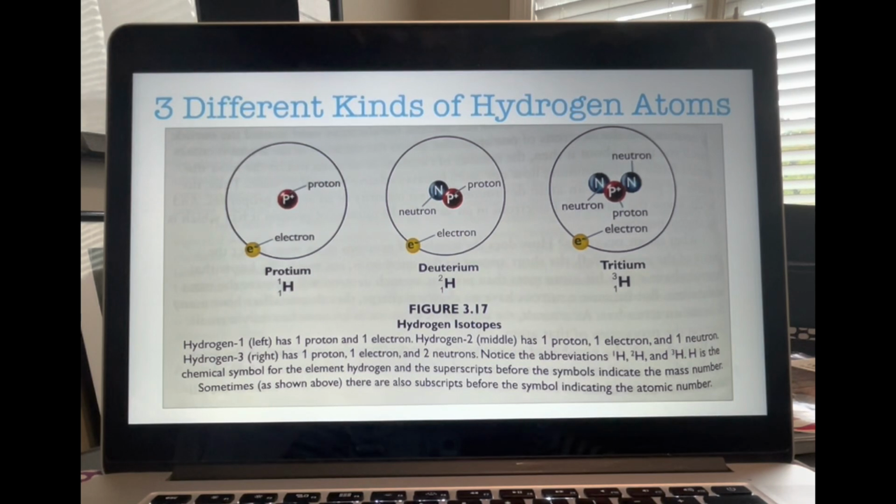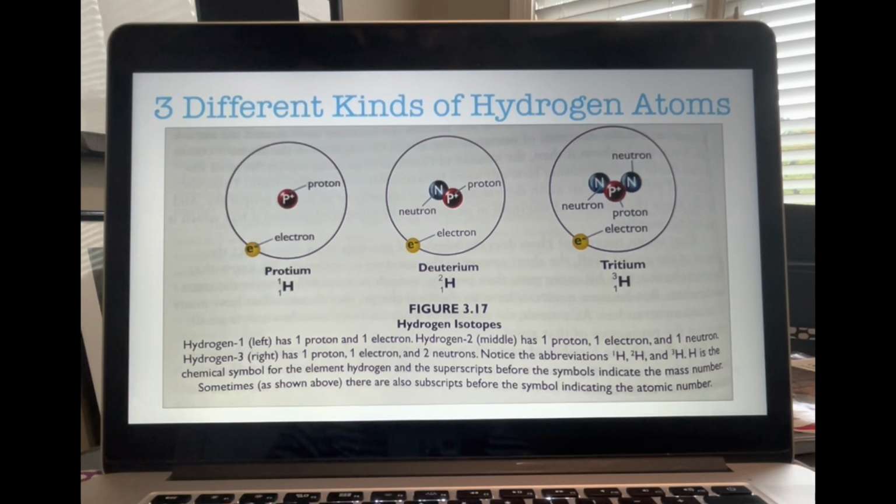All right, which brings us to discuss isotopes. There are actually 3 different kinds of hydrogen atoms in nature. Notice that all 3 of the atoms illustrated here in this figure have 1 proton and 1 electron. They have to have 1 proton to make them hydrogen. Despite the fact that they all have the same number of protons and the same number of electrons, they have different numbers of neutrons. And as a result, they all have different mass numbers.